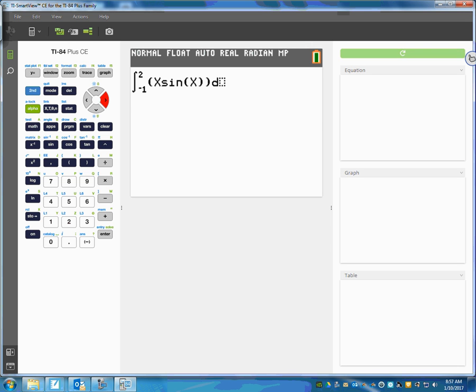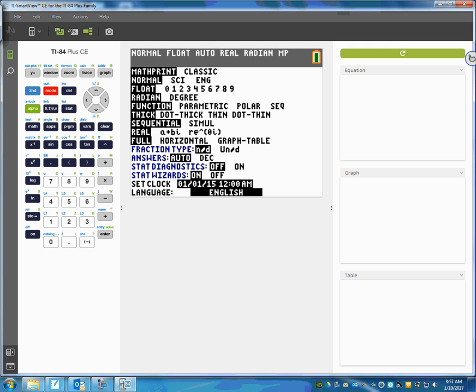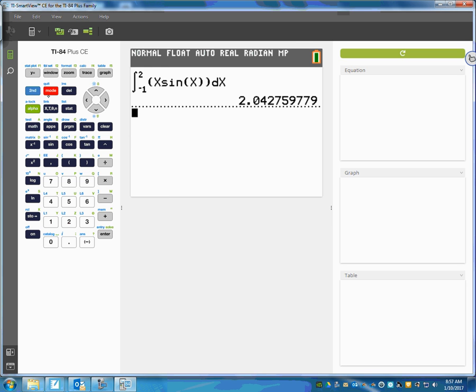And then dx. Did you get that? So maybe we need to make sure, I think this is okay, but sometimes if you're in degree mode, things get weird when you're doing trig functions. You will never ever use degree mode in calculus, so you should always be in radian mode. Did you not get that, Alice?